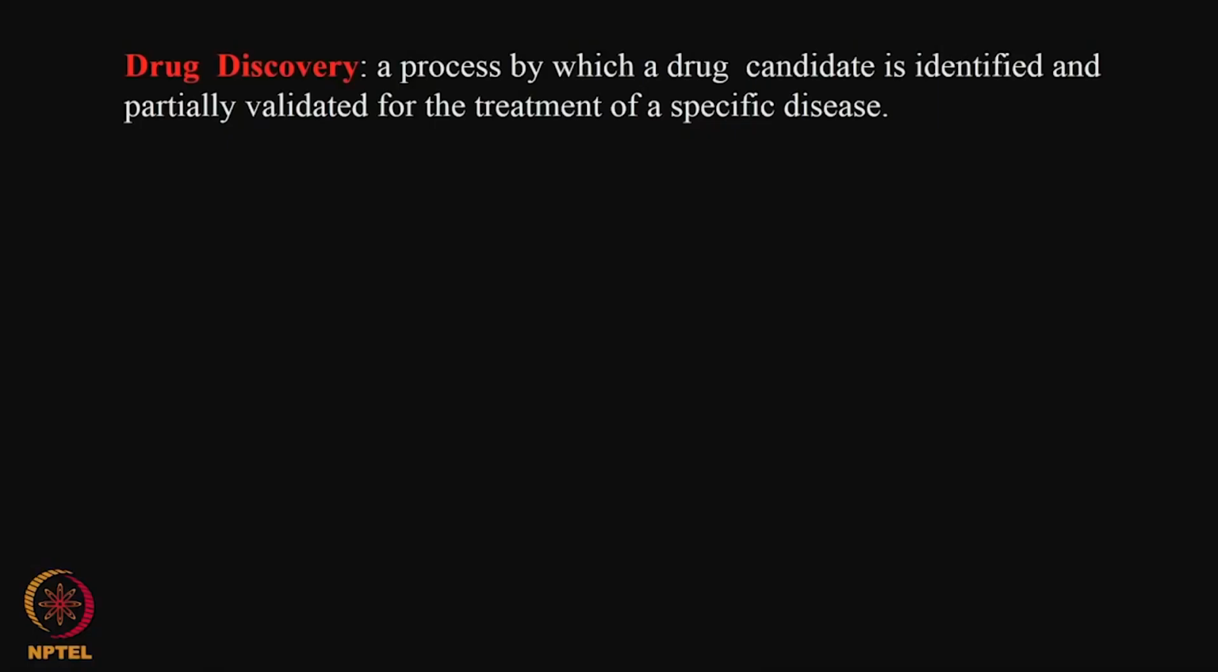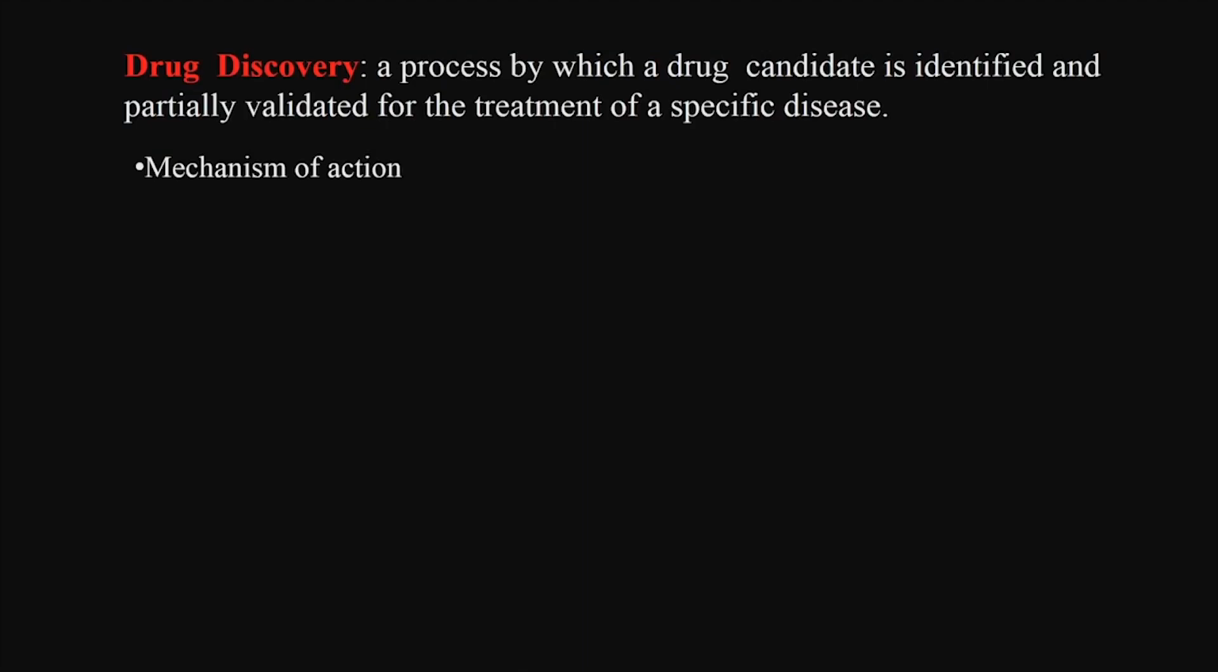So what is drug discovery? This is a process by which a drug candidate is identified, and it is partially validated for the treatment of a specific disease. We are going to look at why partially validated, because unless you actually do animal trials, unless you actually do human volunteer trials, a validated compound does not become a drug which can be introduced in the market. Okay, so that is why we call it partially validated.